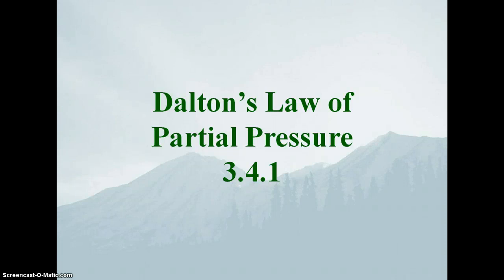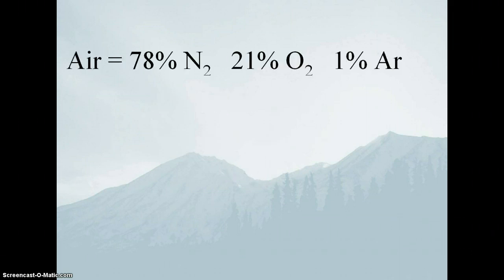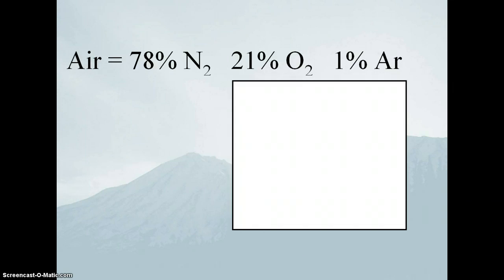So here we are talking about Dalton's law of partial pressure, which is sort of some consequences of the gas law theory that we've already talked about. Sort of a little twist on what we've already talked about. So let us consider a sample of gas. Just say it's an air sample. So here is my sample of gas, and it's got 78% nitrogen, 21% oxygen, and 1% argon, which is pretty much natural air.